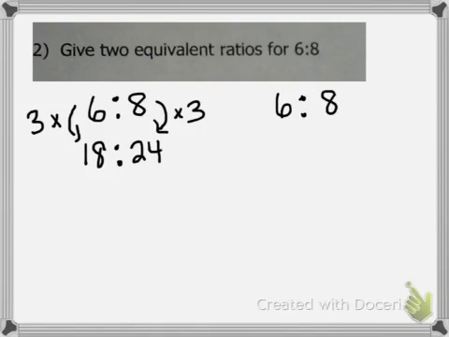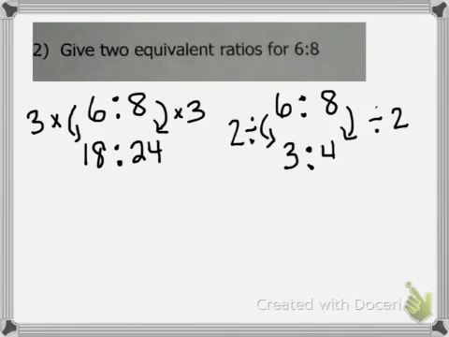I also notice that I can divide both of these numbers by the same factor to get an equivalent ratio, so I'm going to divide both by 2. As long as I'm using the same number, it will give us an equivalent ratio. 6 divided by 2 is 3, and 8 divided by 2 is 4. So two equivalent ratios for 6 to 8 are 18 to 24, and 3 to 4.